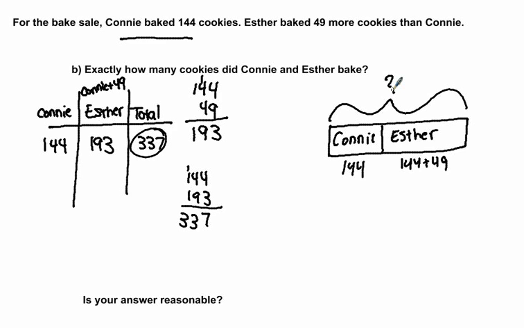We're also asked on C, is your answer reasonable? Well, comparing our estimate, we said our estimate was about 330. Our exact answer equaled 337. So we would say, yes, our answer is reasonable because 330 was about 337. So our estimate was just 7 off.